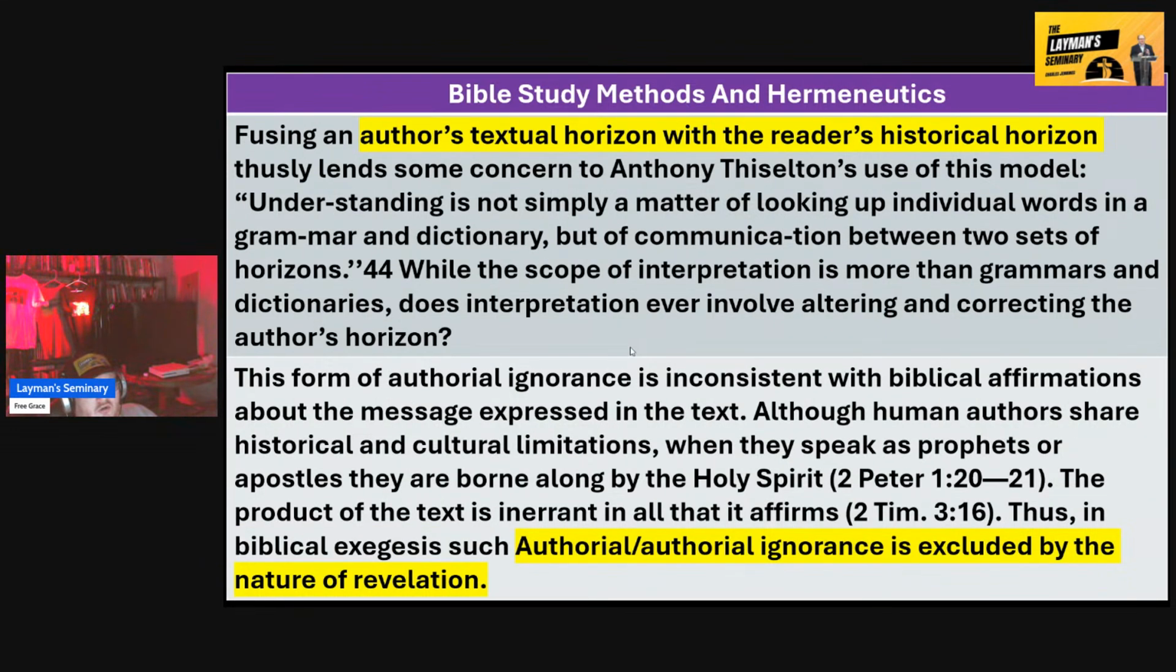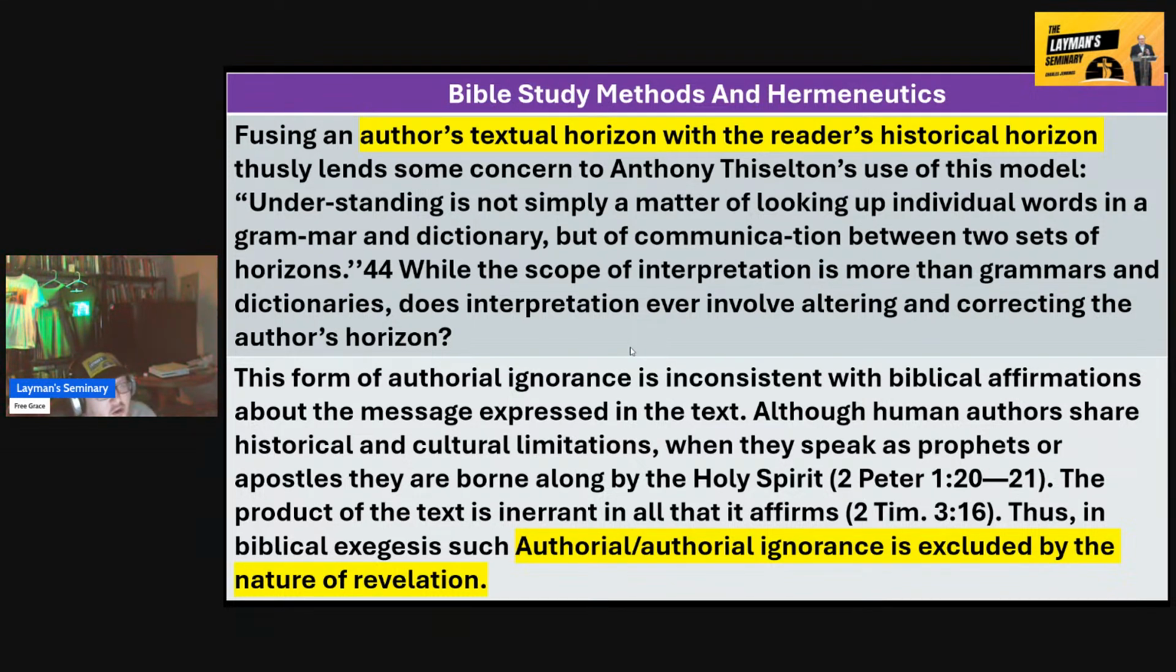Fusing an author's textual horizon with the reader's historical horizon thusly lends some concern to Anthony Thistleton's use of this model. Yeah, he's the one that does the two horizon thing. Understanding is not simply a matter of looking up individual words in a grammar and dictionary, but a communication between two sets of horizons. While the scope of interpretation is more than grammars and dictionaries, does interpretation ever involve altering and correcting the author's horizon?